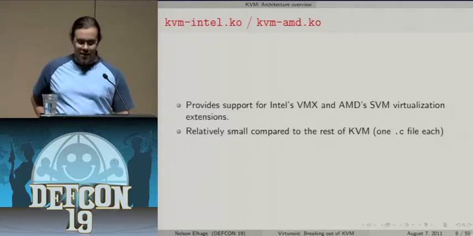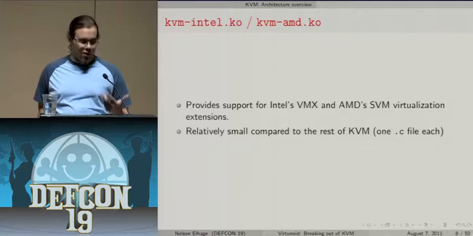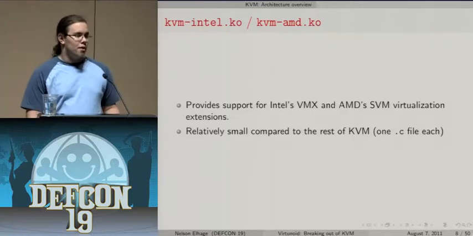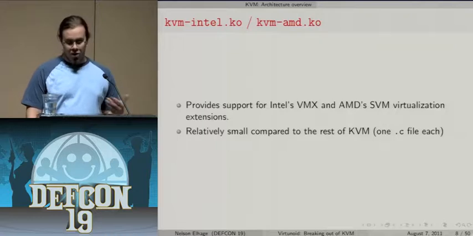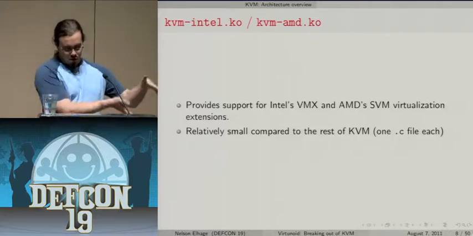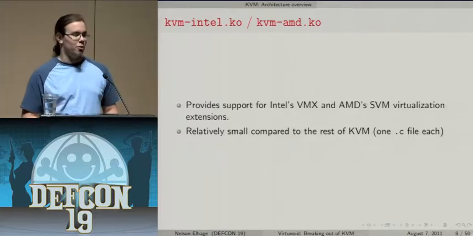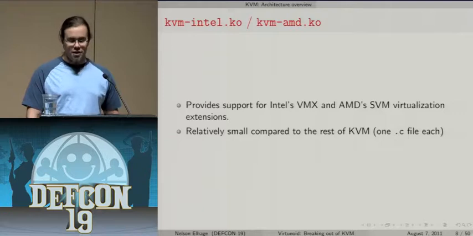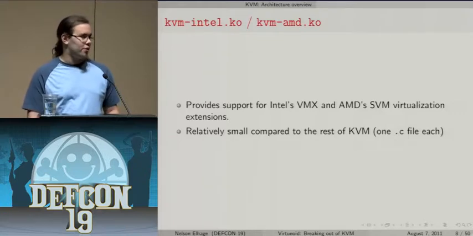kvm-intel and kvm-amd are the other half, really less than half, of the kernel component here. They just provide the glue code for communicating with the hardware virtualization extensions. More or less, you take those four chapters or whatever from the Intel manuals and implement the software half of that, and you get these. And they're relatively small. They're one C file, 4,000 lines or so each, which compared to any of the other components is tiny.